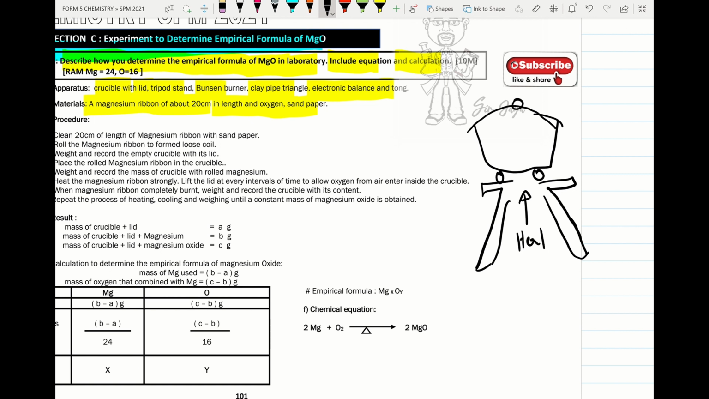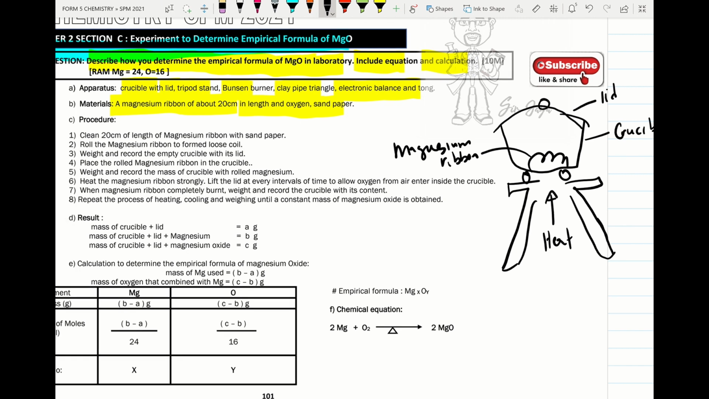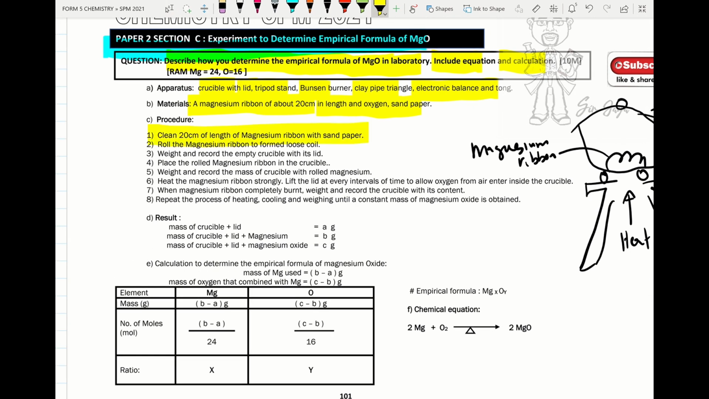Only here we heat the magnesium ribbon. The magnesium ribbon must be cleaned with sandpaper. So this is the crucible. This is the lid with magnesium ribbon. Alright, how to answer this question, the procedure. So clean 20 cm of length of magnesium ribbon with sandpaper. Roll the magnesium ribbon to form a loose coil.